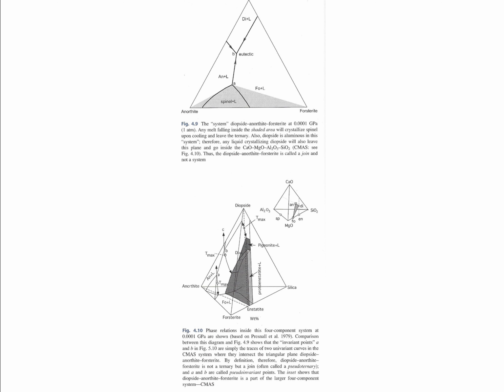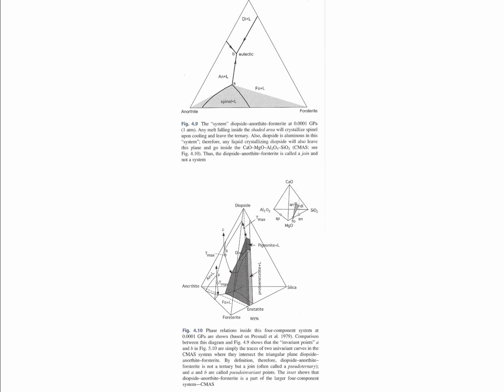Then you are getting different phase fields here. You have anorthite plus liquid, forsterite plus liquid, spinel plus liquid, here you have your eutectic point, and here you have diopside plus liquid. So now you are cooling down, going from here to this point, and here you are finally forming your solid rock.